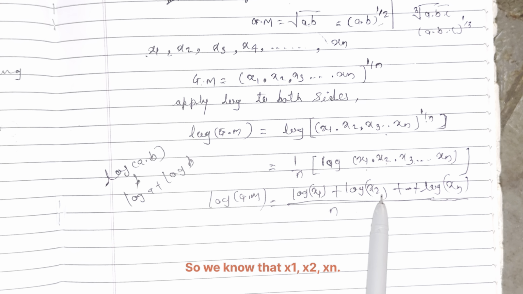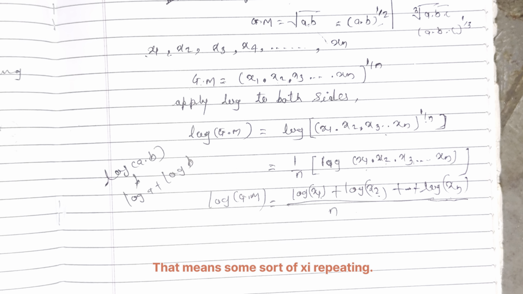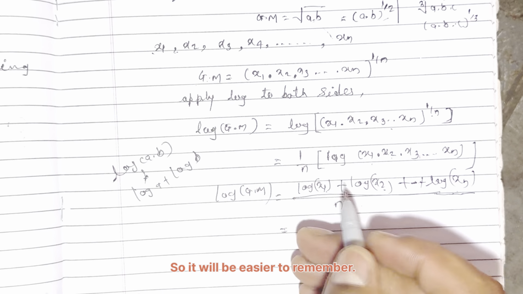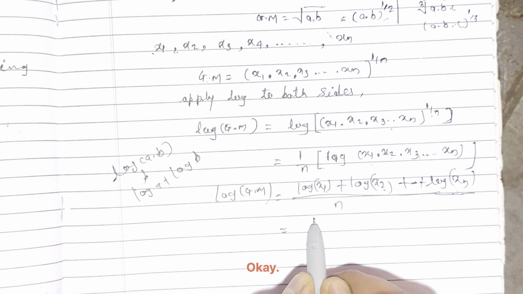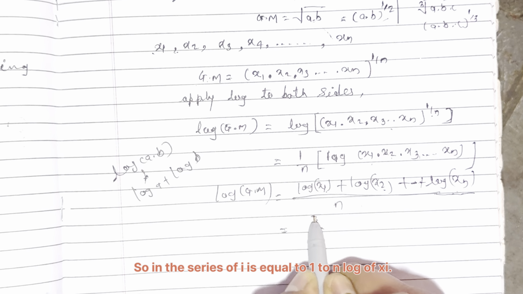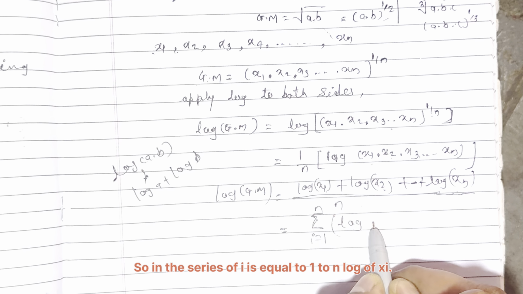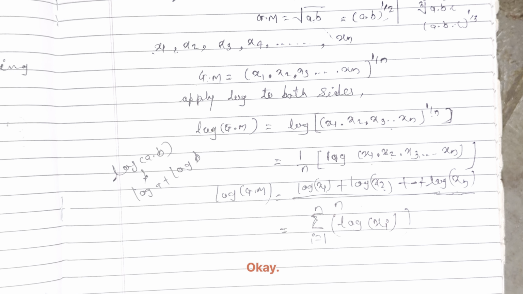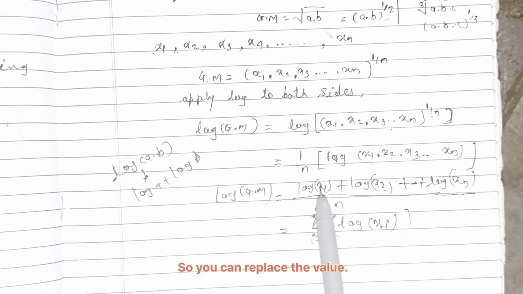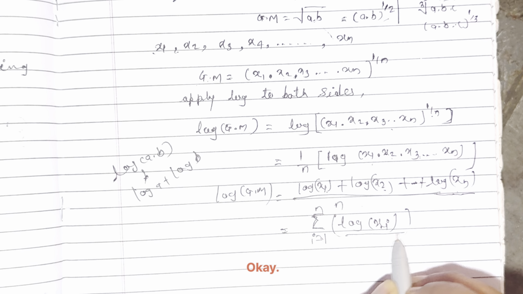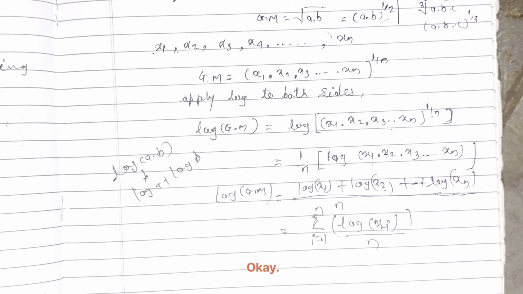So we know that x1, x2, xn means some xi repeating. So can we take it under a series, so it will be easier to remember. We write the series of i is equal to 1 to n log of xi. So see that i is equal to 1, log of xi. You can replace the value, you will get the numerator here, which has a denominator n. That means n is a completely constant term. It doesn't affect this summation.